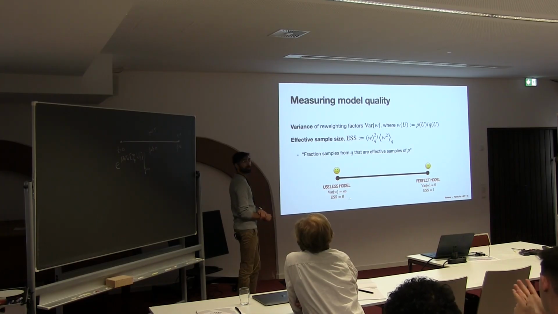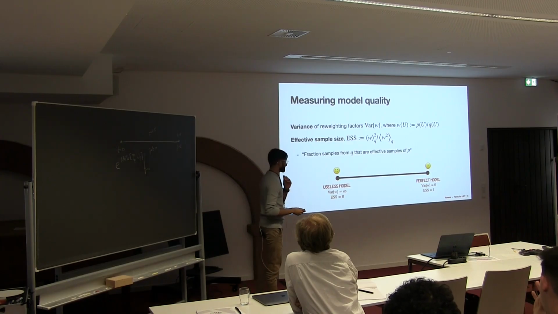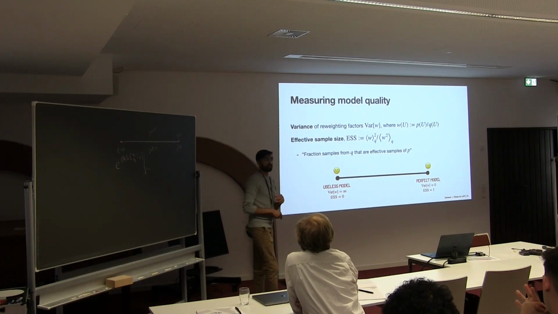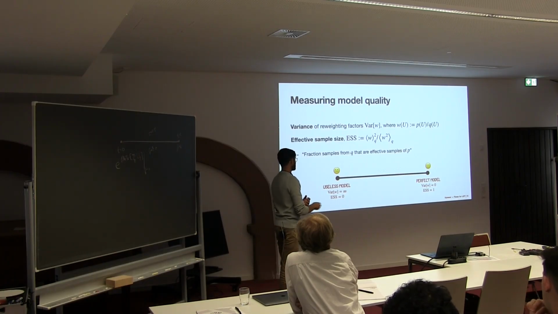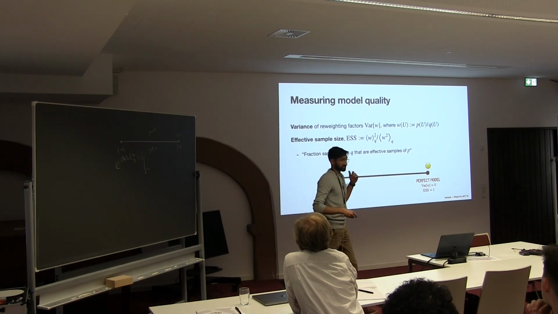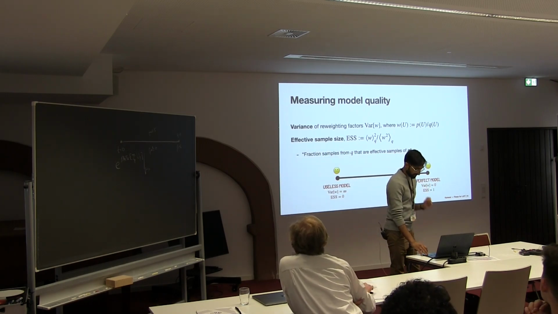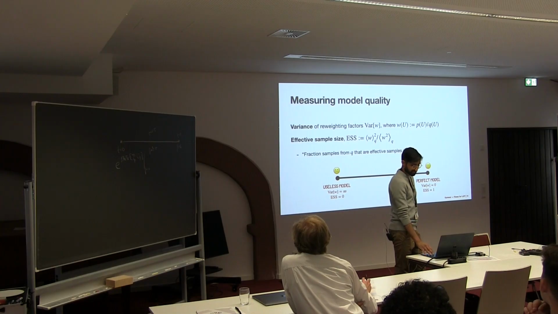An ESS of 0, or an infinite variance of the reweighting factors, corresponds, of course, to a useless model that tells me no information. And realistically, we probably end up somewhere in between the two. But as long as you have some measure of this quality, you can try to optimize along this line. I'll come back to the optimization that one uses for these parameterizations.